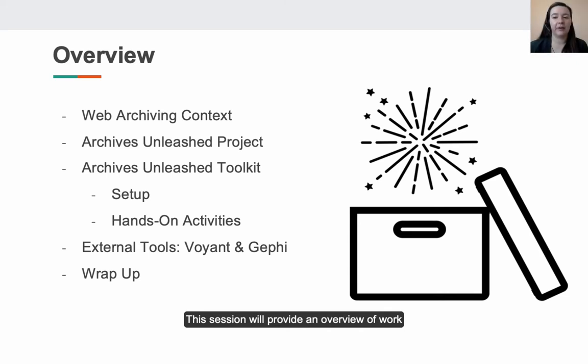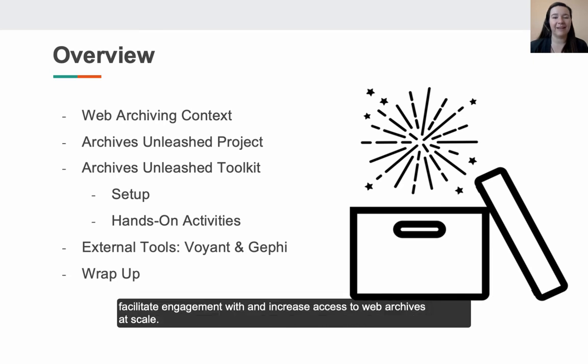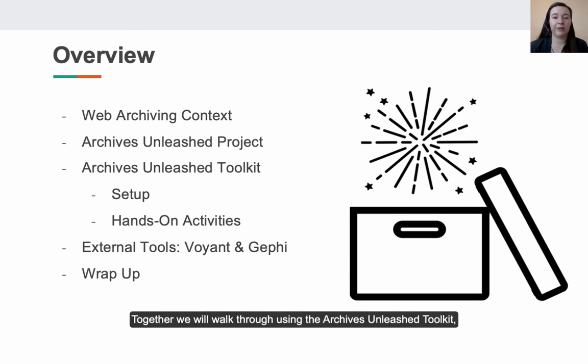This session will provide an overview of work by the Archives Unleashed team, specifically the tools built to help facilitate engagement with and increase access to web archives at scale. Together, we're going to walk through using the Archives Unleashed toolkit, first by getting our environment set up, and then we're going to run through some examples to explore the web archive data. Before we wrap up, there will be a quick overview of some of the common tools used by researchers in the digital humanities field, which you can then use to further explore the data we extract outside of the Archives Unleashed toolkit.